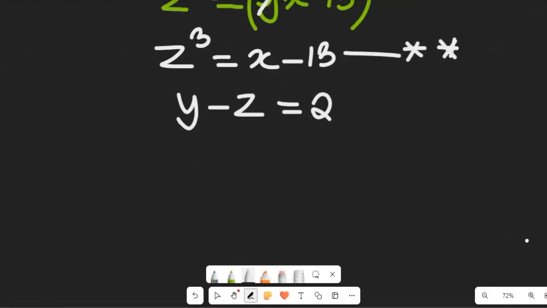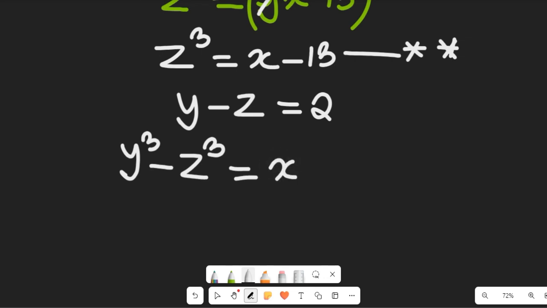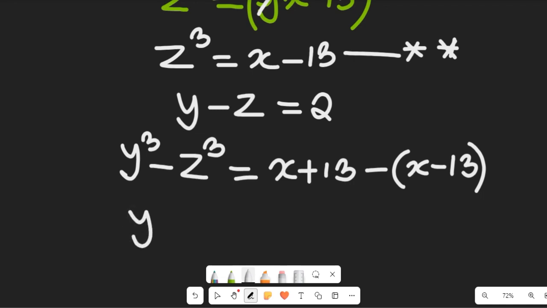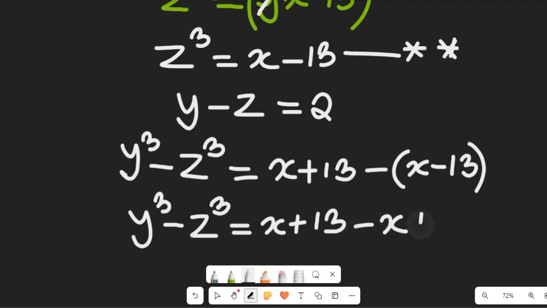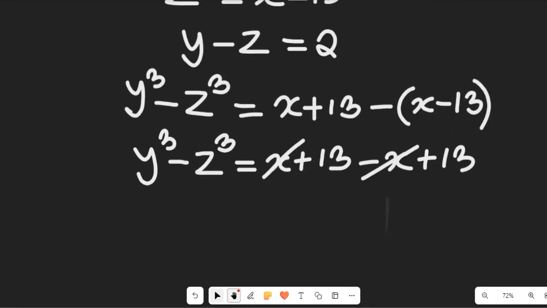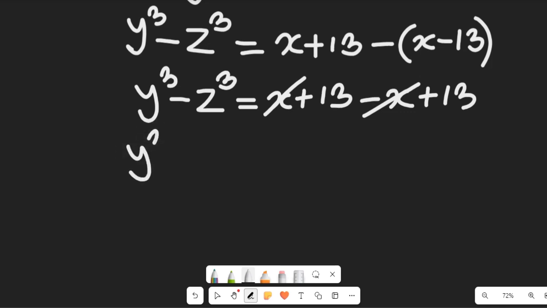We'll also find out that y to the power of 3 minus z to the power of 3 will be equal to x plus 13 minus x minus 13. If we simplify that, from here you can see that x minus x is going to cancel off, and then we'll have y to the power of 3 minus z to the power of 3 equal to 13 plus 13, which is 26.